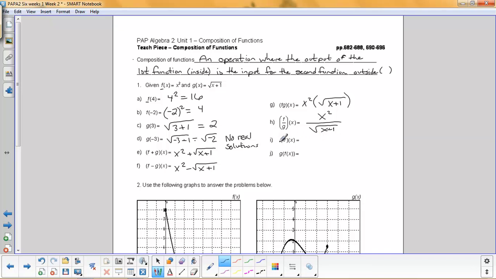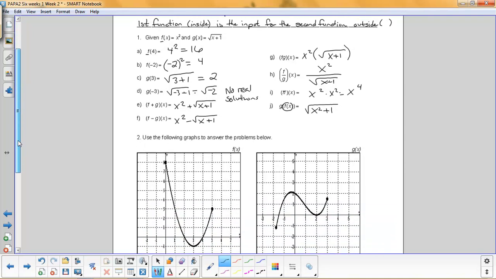Alright, now we get into our compositions of functions. Or sorry, f of x. f times f of x looks like this. x squared times x squared, which can be simplified to x to the 4th power. g of f of x means that you will substitute the f of x function into the x value of the g function. So it looks like this. The square root of x squared plus 1.